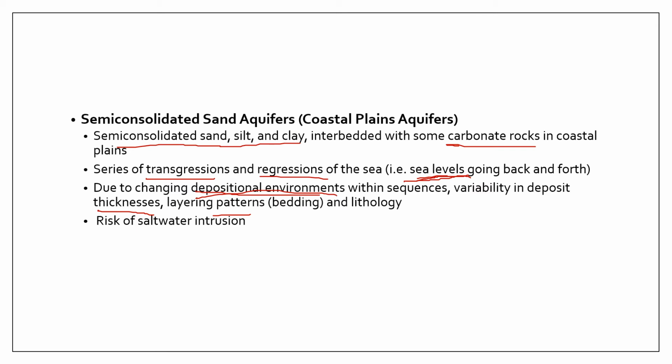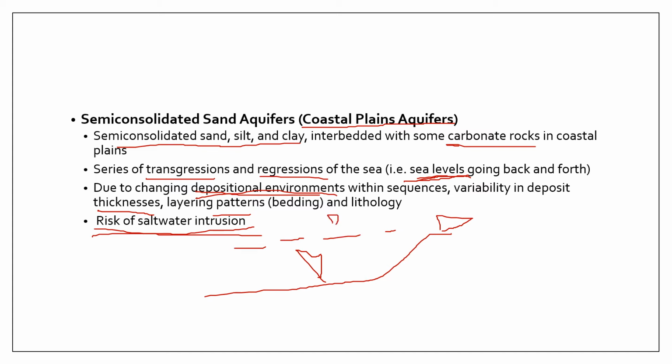And another risk in these aquifers is that you are near the coast, which will have a lot of salt water. So when you start pumping too much and end up lowering the water table of this aquifer, you start forming a hydraulic gradient from the sea towards the land. And of course, this will result in saltwater intrusion.